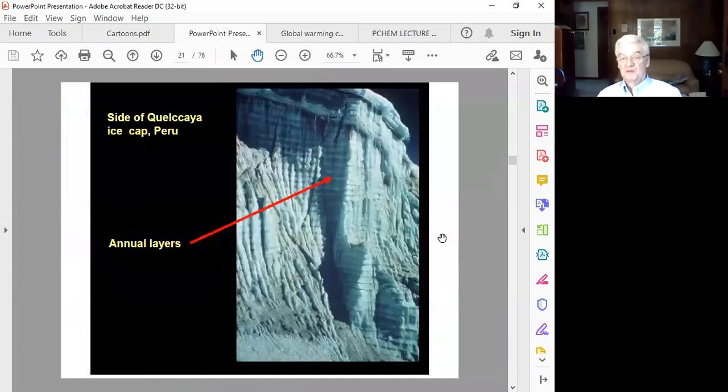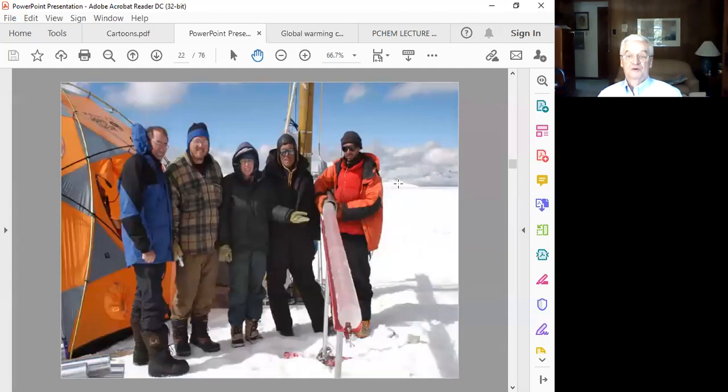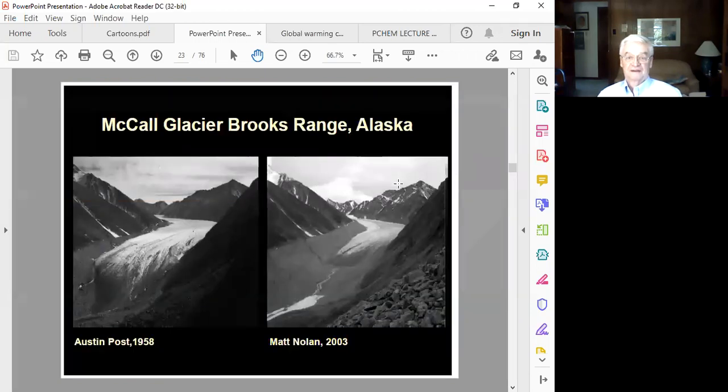Okay, so here's again a picture of annual layers. This is that ice cap in Peru that they looked at. Here's their crew, all parked up. Okay, so here's some examples of melting glaciers. Some others may be more dramatic as we go along.